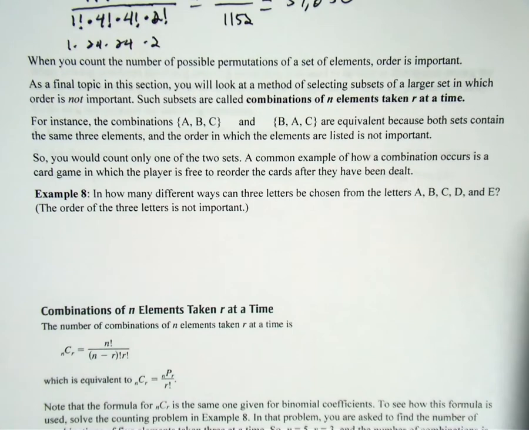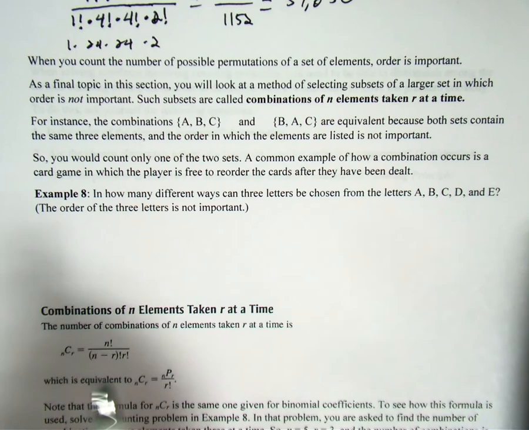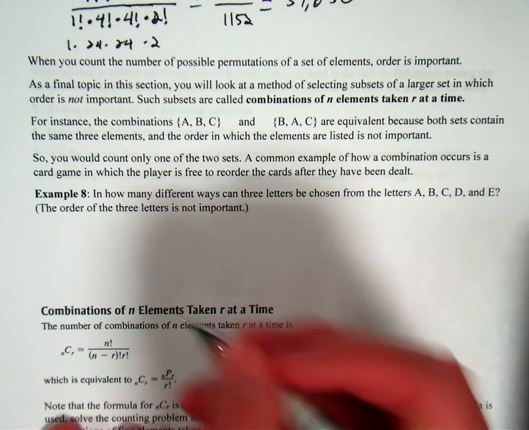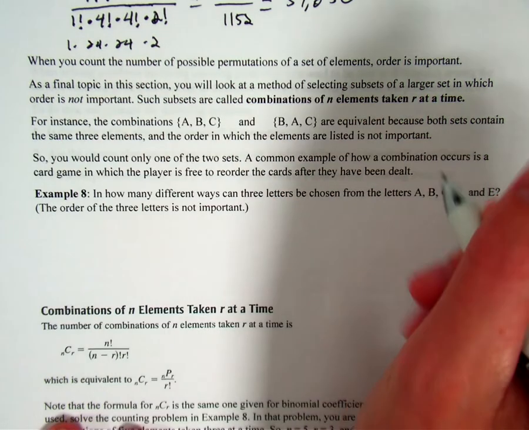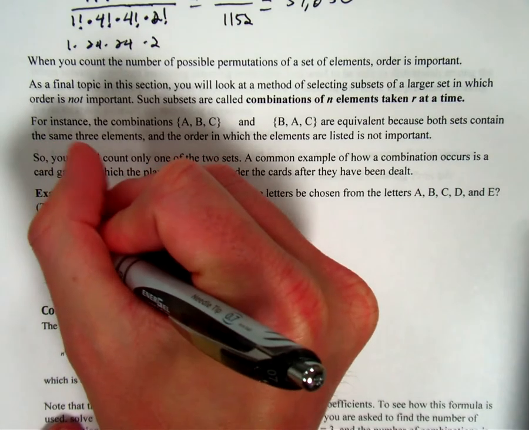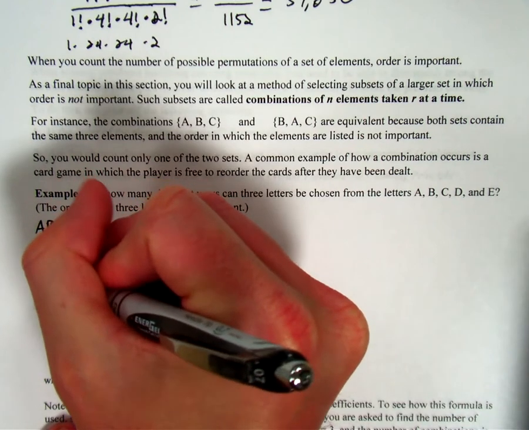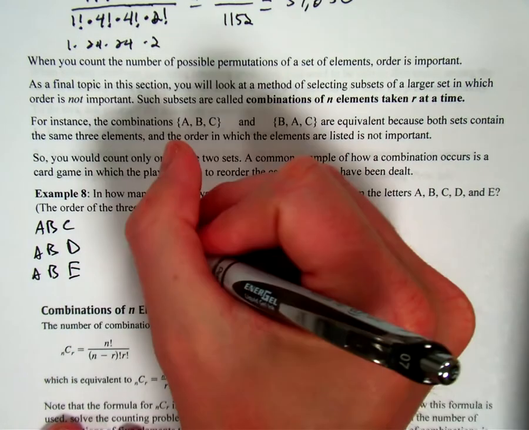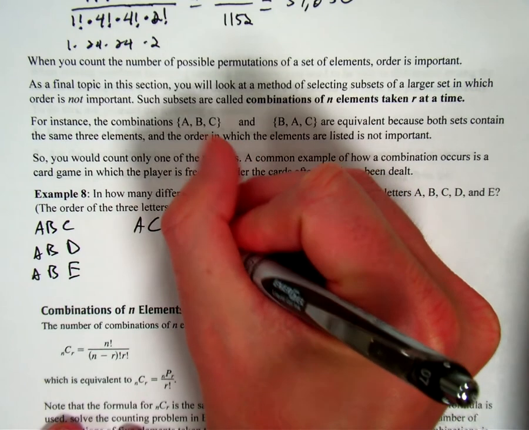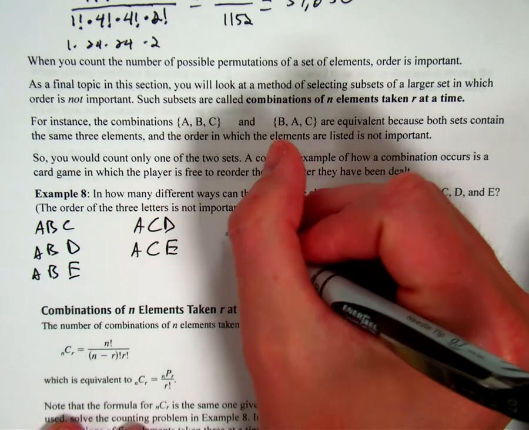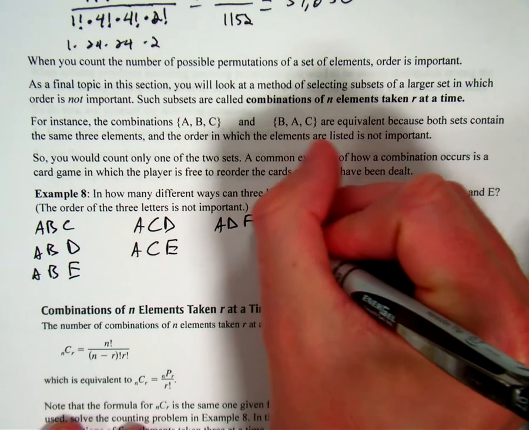In how many different ways can 3 letters be chosen from A, B, C, D, E when the order of letters is not important? So we could go A, B, C; A, B, D; A, B, E; A, C, D; A, C, E; A, D, E.